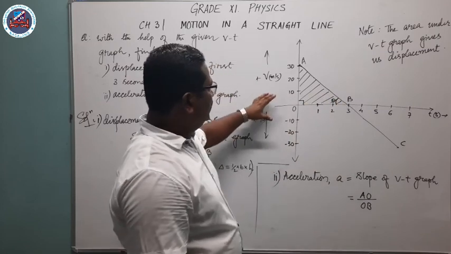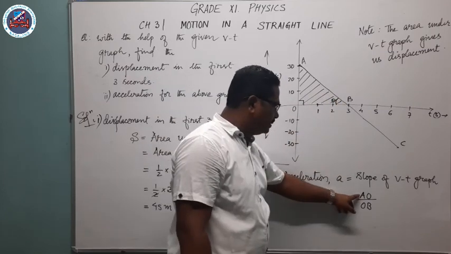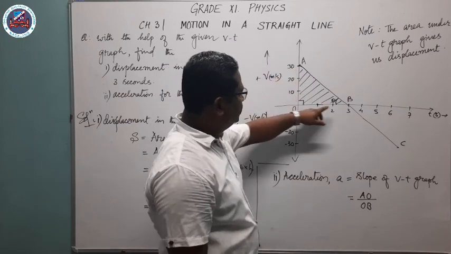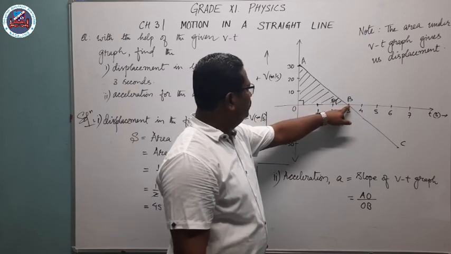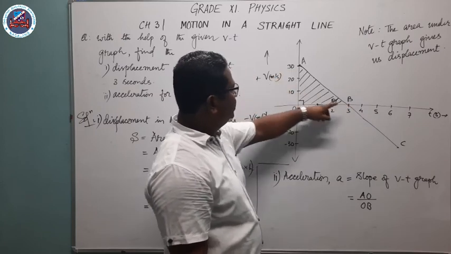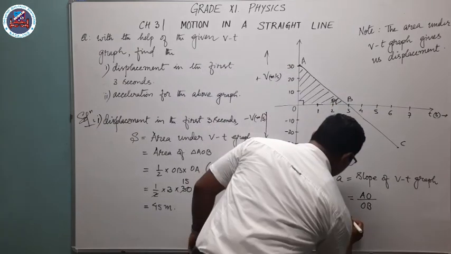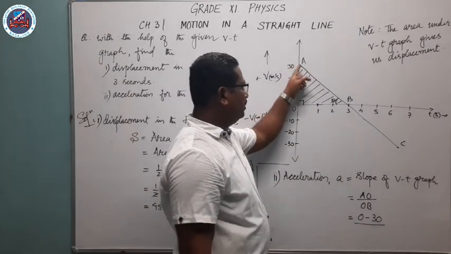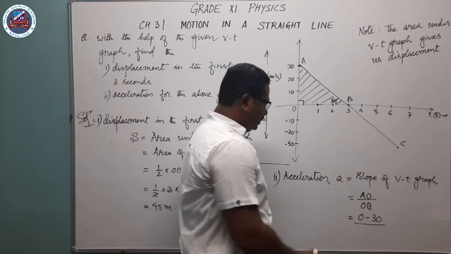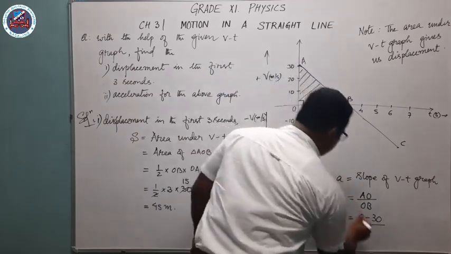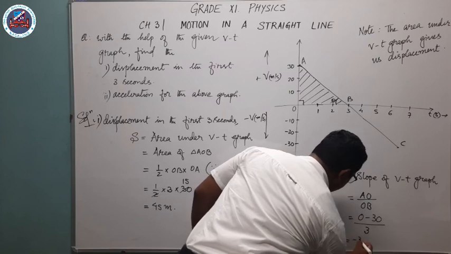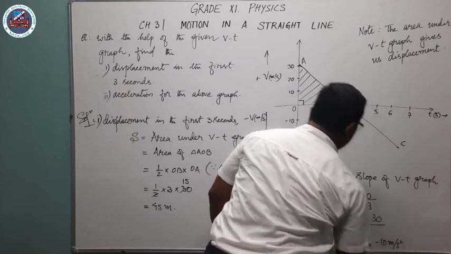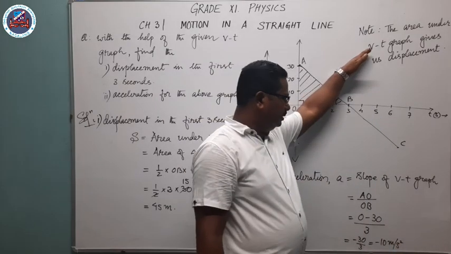So AO is indicating the change in velocity here. The final velocity is 0 and the initial velocity is 30, so it will be 0 minus 30. The change in velocity will be negative as it is coming down, and OB is the time, which is still 3. So it is minus 30 divided by 3, which gives minus 10 meter per second square. If the graph goes up, then it's positive acceleration.